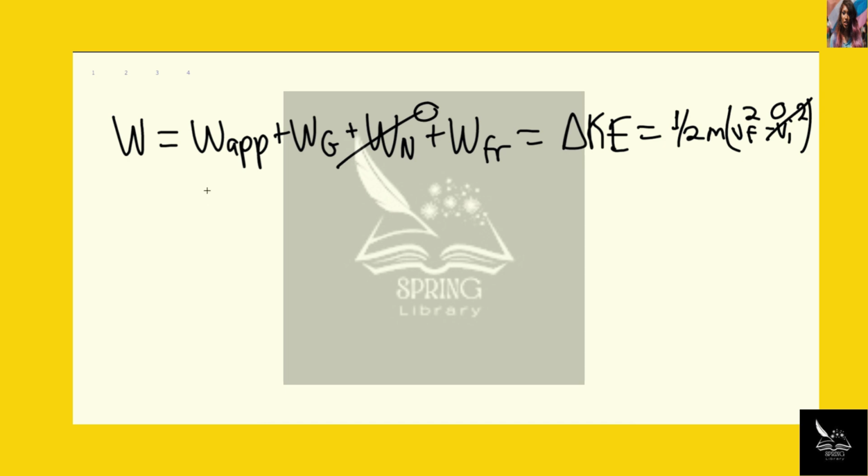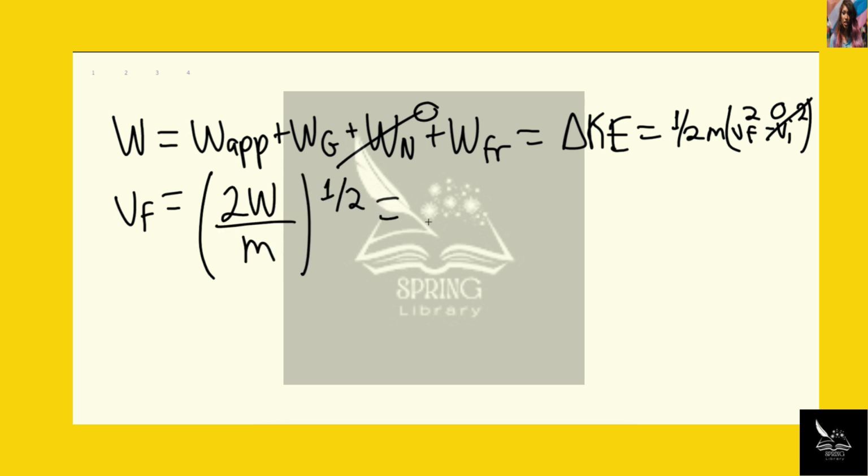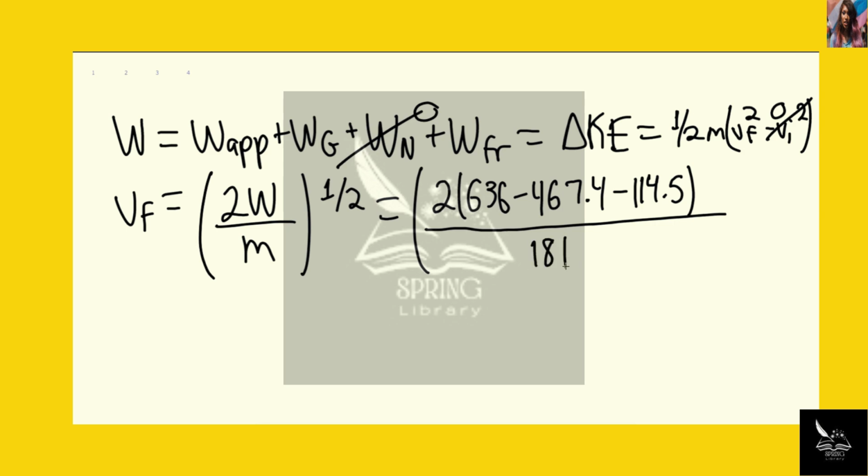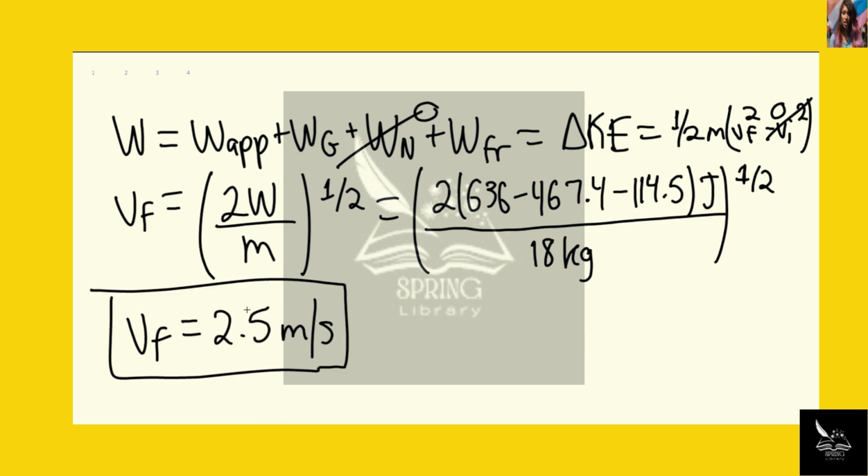So essentially, here the velocity final will be equal to 2 times the work divided by m to the 1/2 power. And this is equaling 2 times 636 minus 467.4 minus 114.5 divided by the mass of 18 kilograms, all to the 1/2 power. And we find that the final velocity is going to be approximately 2.5 meters per second. So this would be our final answer for part D.